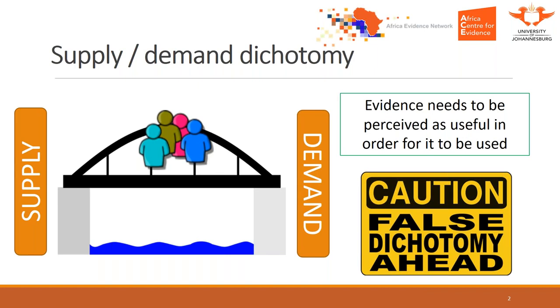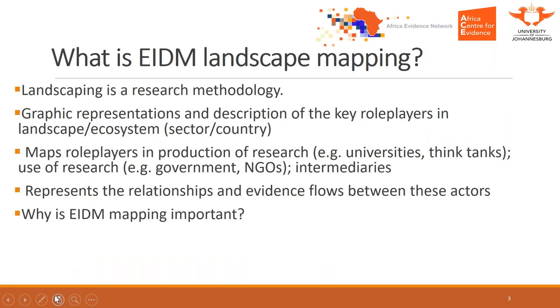Evidence in various forms, whether primary evidence, mapping, or even synthesis products, generally needs to be perceived as useful in order for many decision makers to actually use it. It's therefore important to understand how engagement occurs that facilitates research uptake, who the actors are, and what drives these processes. And that's where landscape mapping comes in.